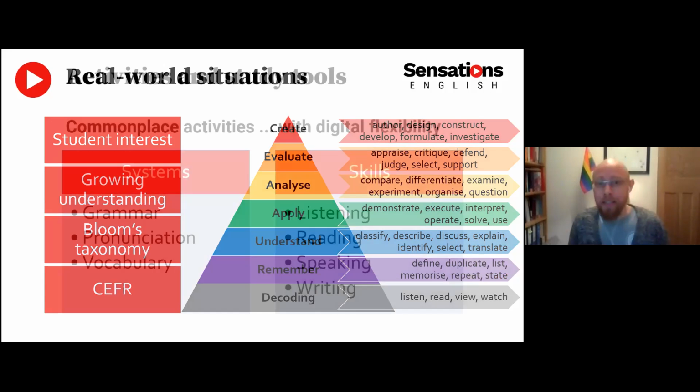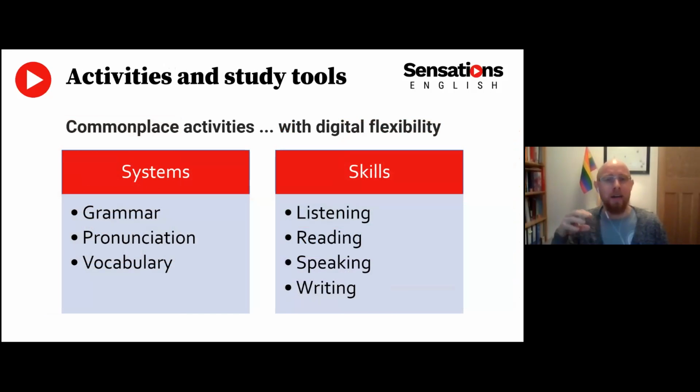So thinking about the activities and the study tools, these are commonplace activities, things that you will always have used already, and you will know, and you will have your own opinions about whether they're a favorite activity of yours or something that you rather avoid for some reason. But all of those, love them or be less keen on them, are presented now with digital flexibility.